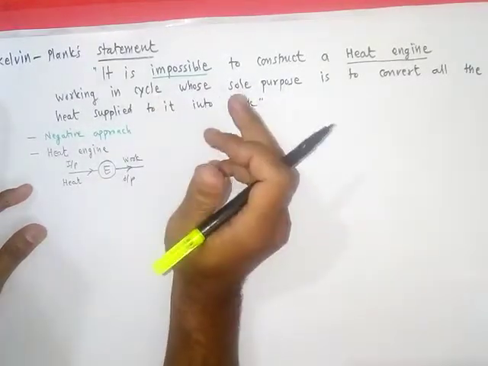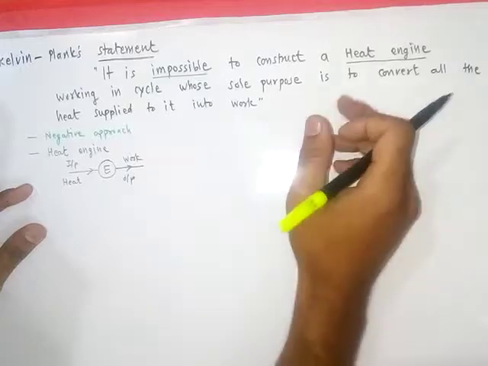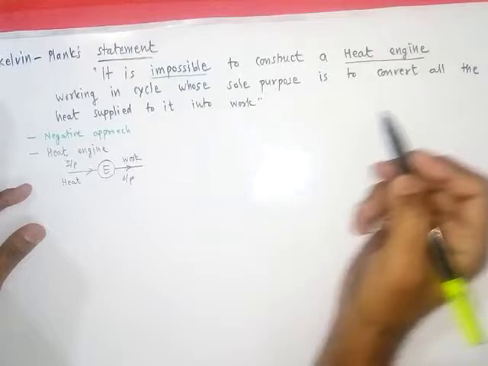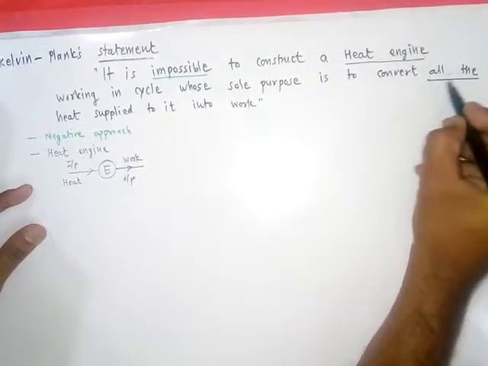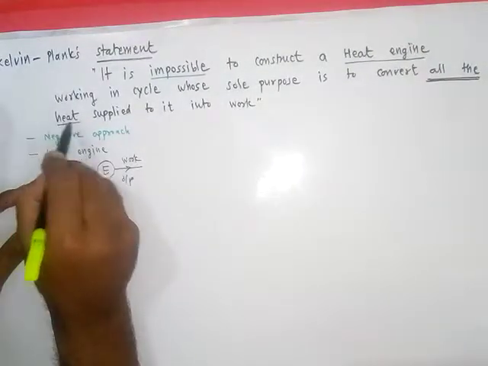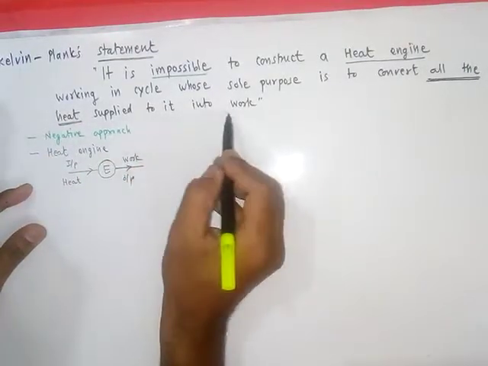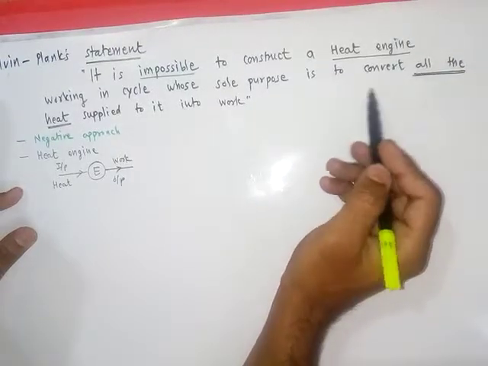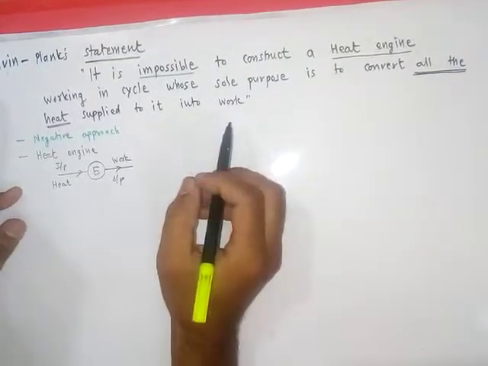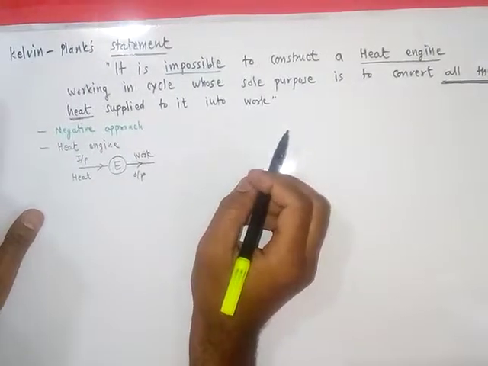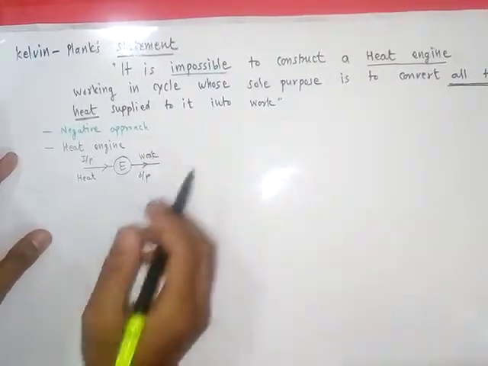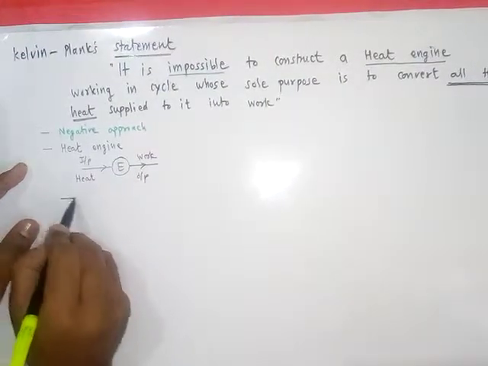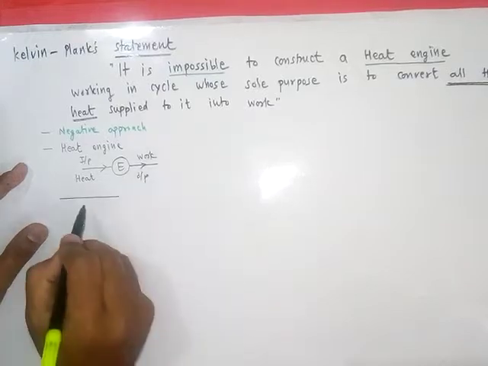What it states is that a heat engine working in a cycle whose sole purpose is to convert all the heat into work is not possible according to Kelvin-Planck's statement. Let's draw one diagram for this statement. This statement is related to heat engine.